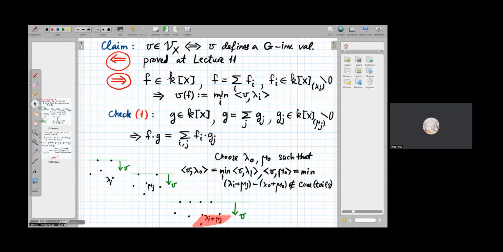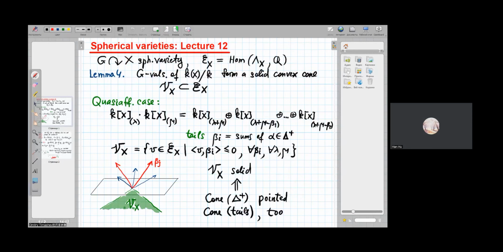If the value of v at the difference is 0, then we cannot conclude that the difference is not in the cone of tails. Why? Because the inequalities defining this V sub x are not strict. It may happen that somewhere here the value is 0. And then we cannot conclude that the difference is not in the cone of tails.